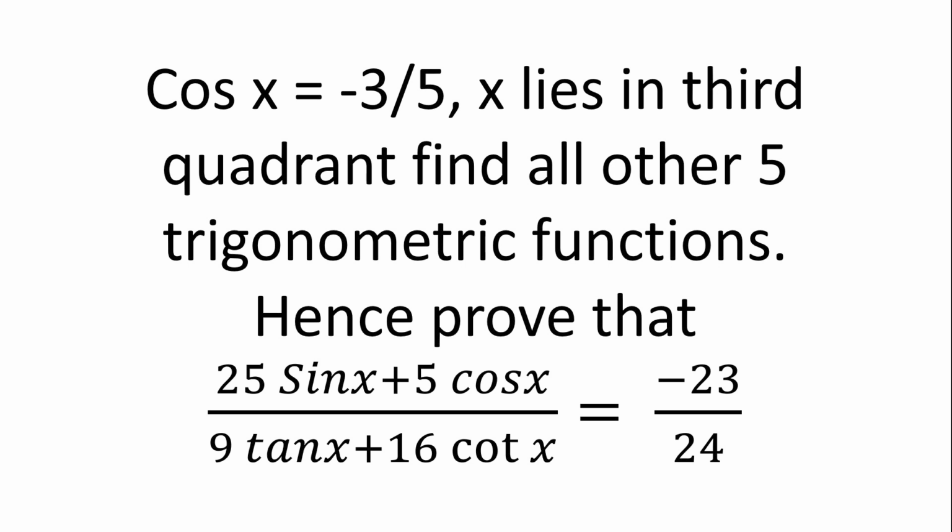Now discuss some different types of questions. Cos x is equal to minus 3 divided by 5. x lies in the third quadrant. Find all other 5 trigonometric functions. Hence, prove that 25 sin x plus 5 cos x, the whole divided by 9 tan x plus 16 cot x is equal to minus 23 divided by 24.